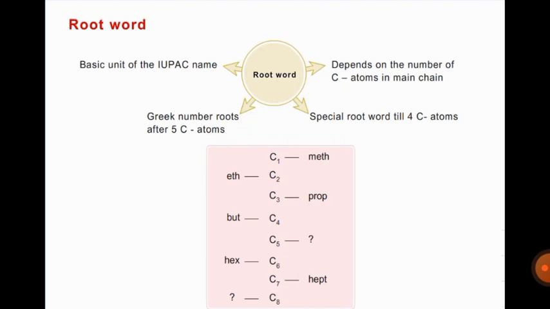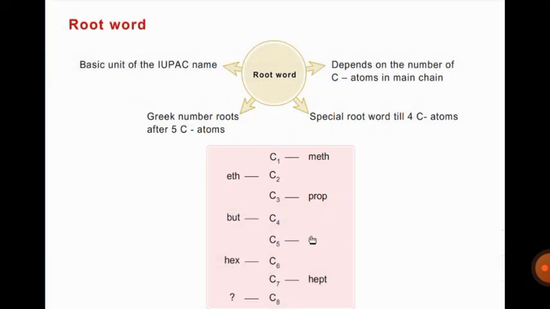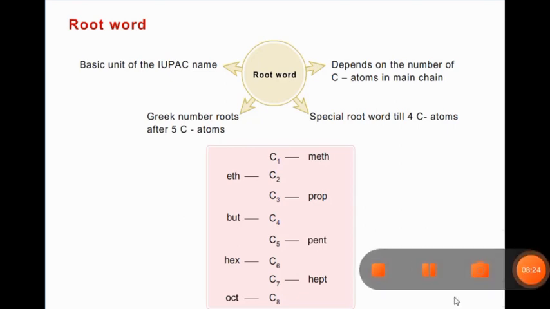So C1, if it is 1 carbon atom, meth; 2 carbon atoms, eth; 3 carbon atoms, prop; 4 carbon atoms, but. So what is the Greek number for 5? It is pent. Hex, 7 hept. What is for 8? Oct. That's how it comes.